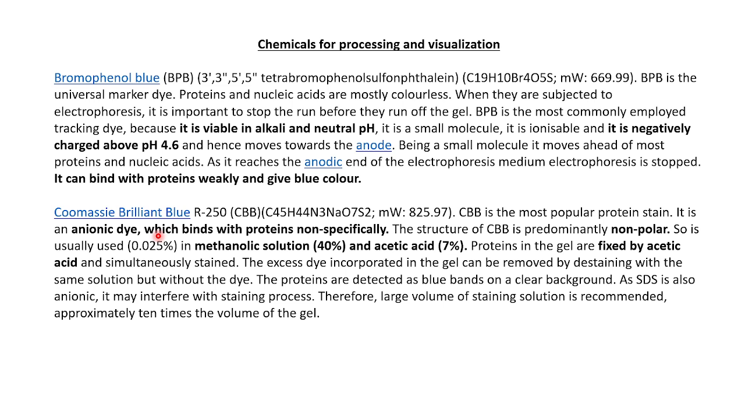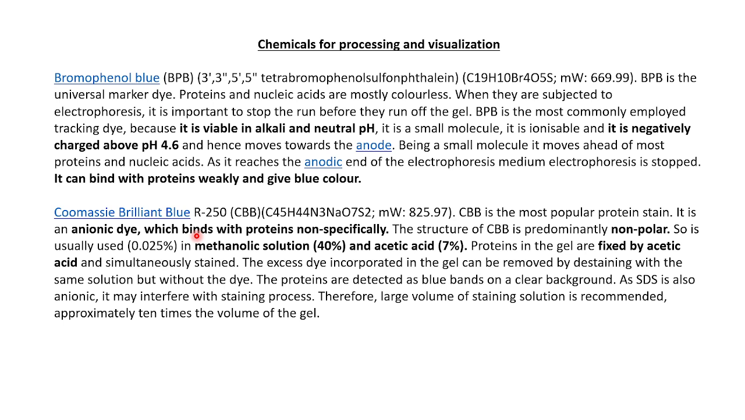Okay. The other dye that we use is the Coomassie Brilliant Blue. It's a popular protein stain used after the gel is run. We stain it using the Coomassie Brilliant Blue. It's an anionic dye that binds with proteins non-specifically, and the structure of CBB is non-polar. So we use it in the presence of methanol and acetic acid. So the proteins are fixed by acetic acid and are simultaneously stained.